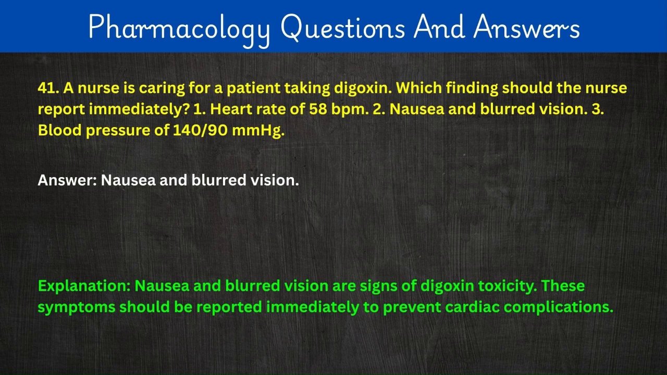41. A nurse is caring for a patient taking digoxin. Which findings should the nurse report immediately? 1. Heart rate of 58 bpm. 2. Nausea and blurred vision. 3. Blood pressure of 140 over 90 mmHg. Answer: nausea and blurred vision. Explanation: nausea and blurred vision are signs of digoxin toxicity. These symptoms should be reported immediately to prevent cardiac complications.